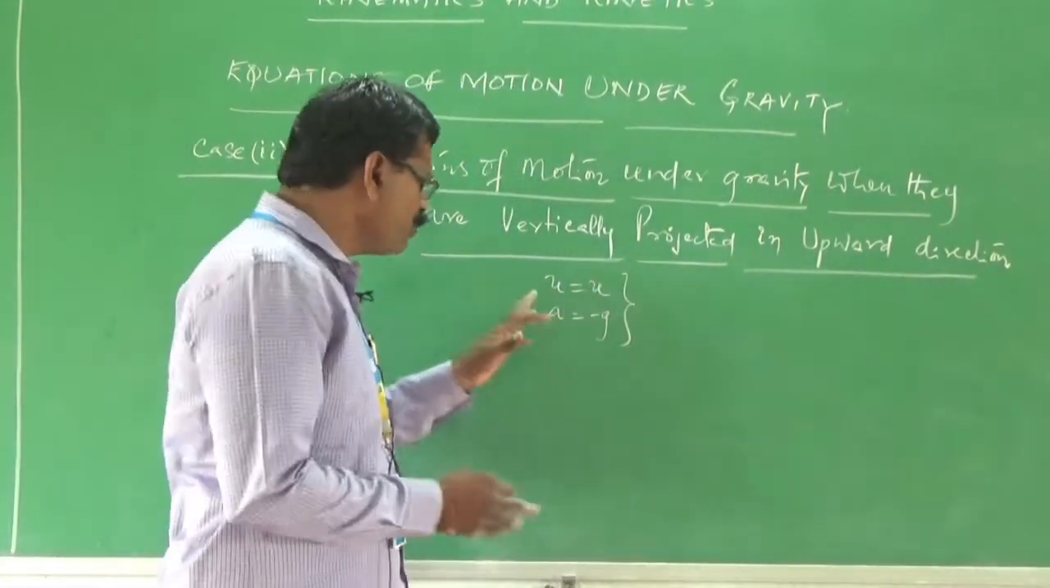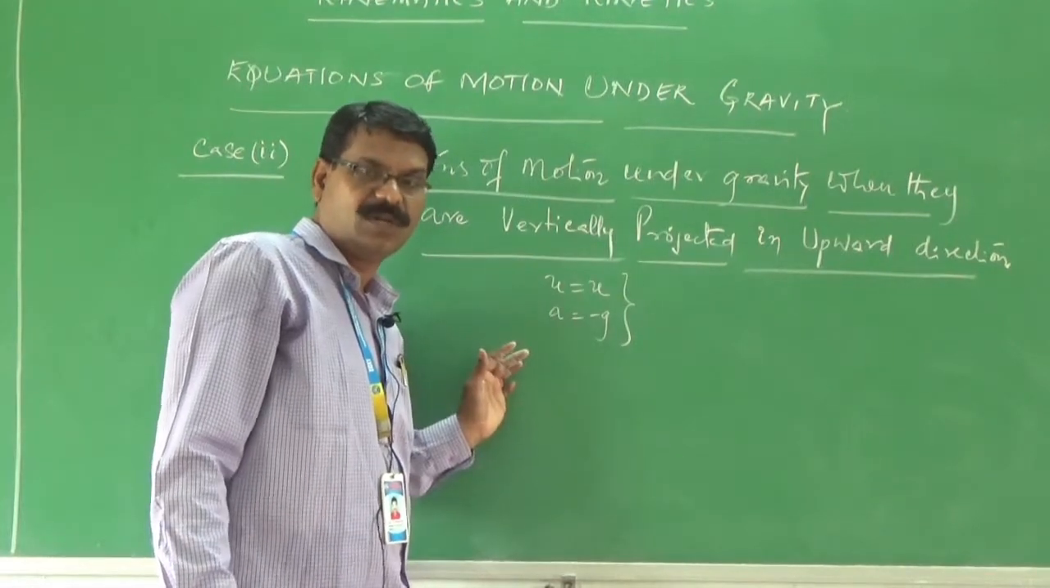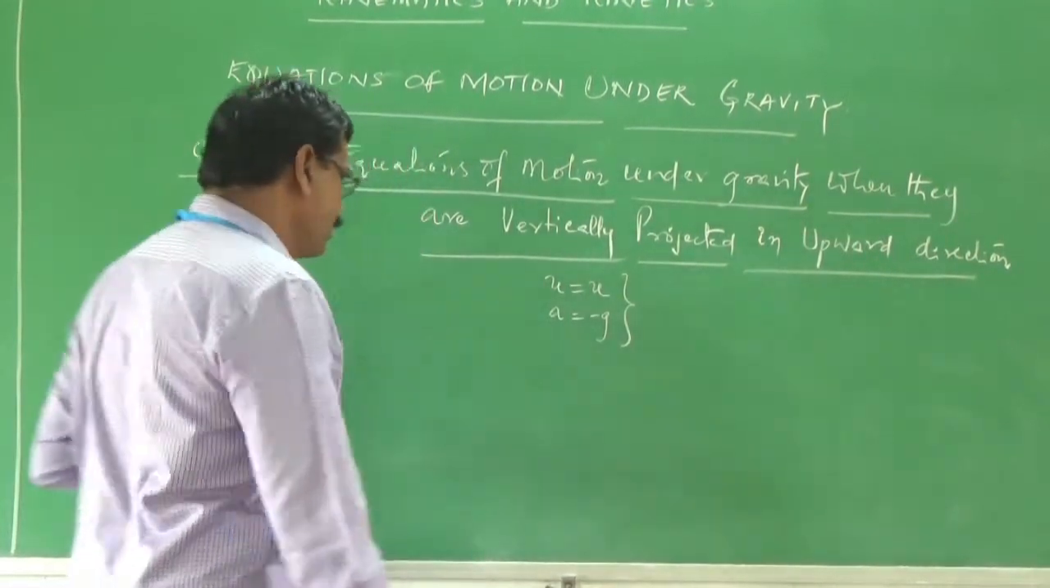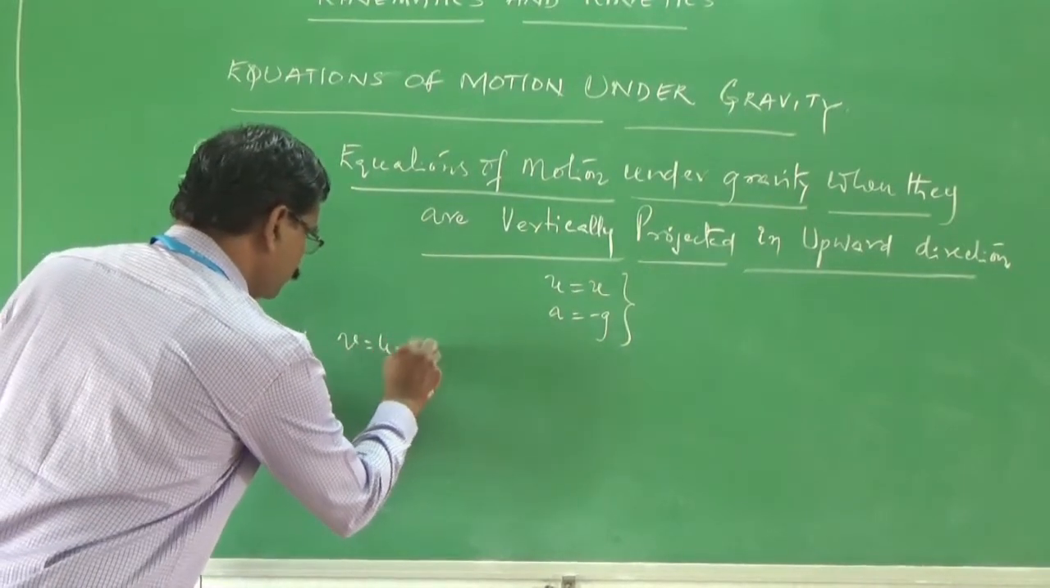Now, take these two values and substitute them in the respective four equations. Those four equations will change like this. The first one is known as v is equal to u plus at.